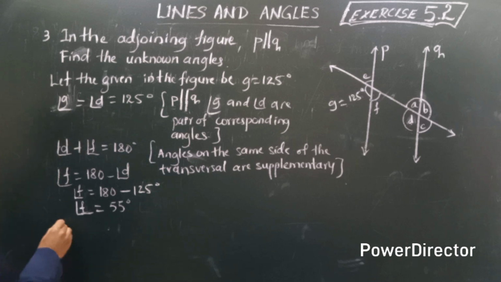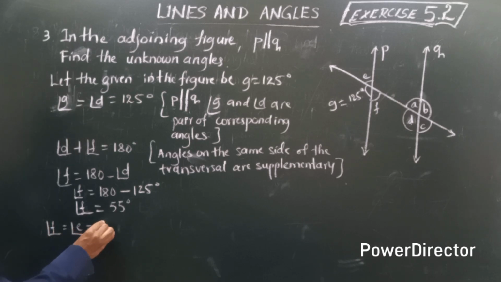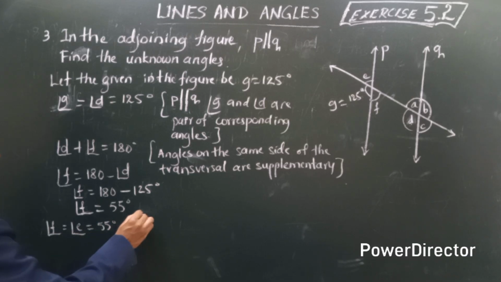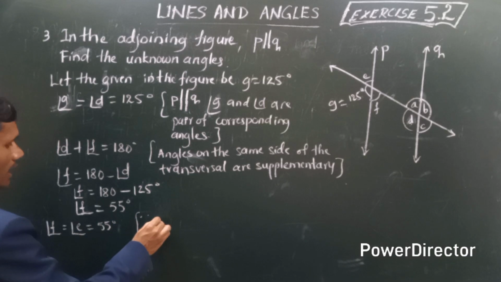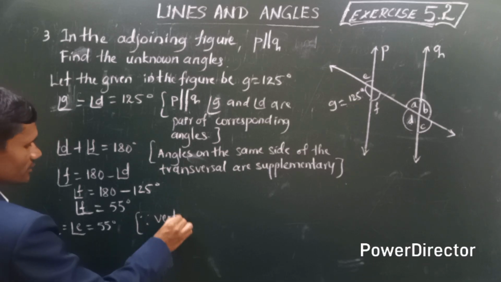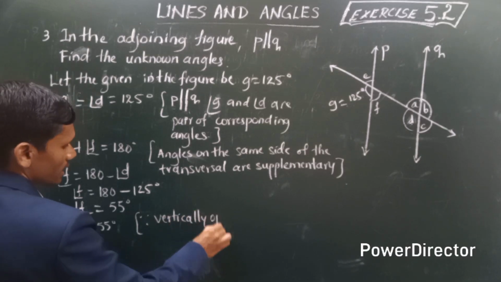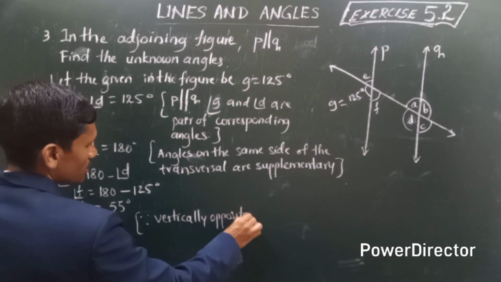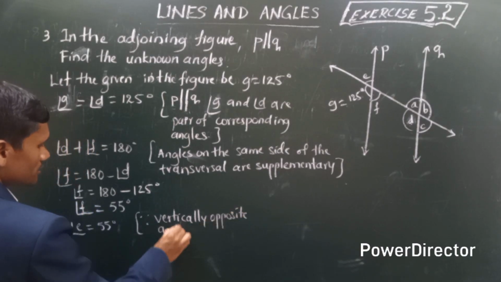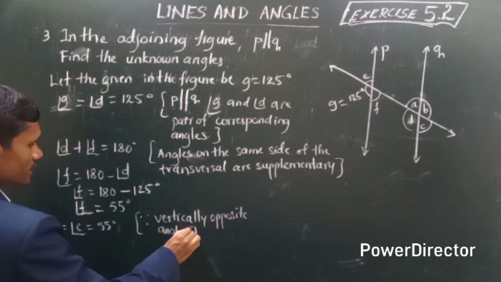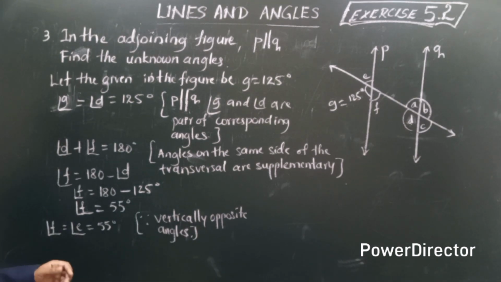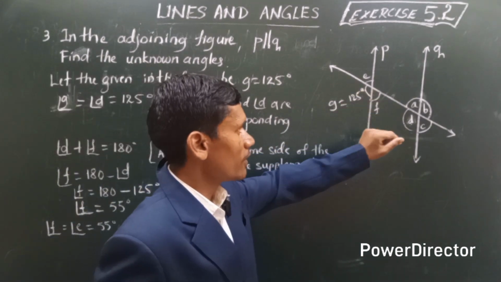Now very easily we can go ahead again. Angle F we found, right? Angle F is equal to angle E is equal to 55 degrees. These are equal. Why? The reason is vertically opposite angles. Since they are vertically opposite angles, they are equal in measure. F we found out, E we found out, D we found out.